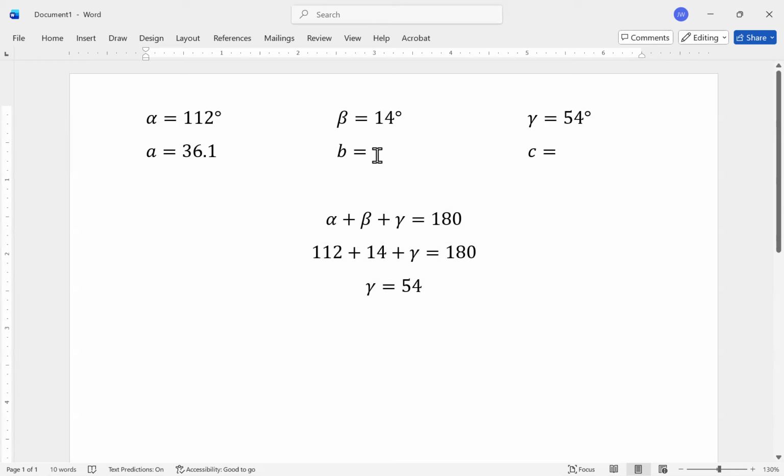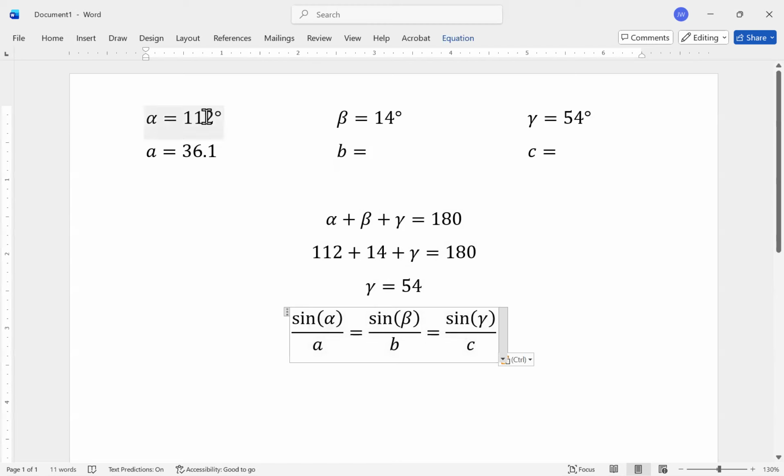Now I'm going to focus on finding B, and then I'll focus on finding C next. So let's find B right now. Well, the law of sines says this: sine of alpha over A is equal to sine of beta over B is equal to sine of gamma over C. I know alpha and A, so I have one of the ratios.